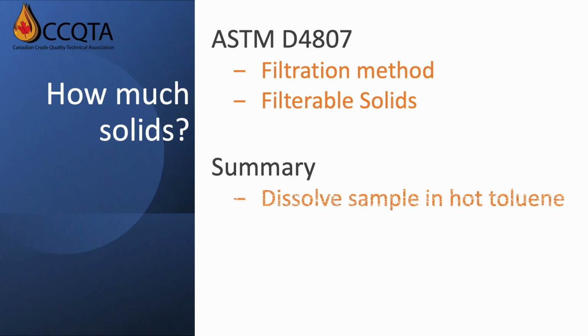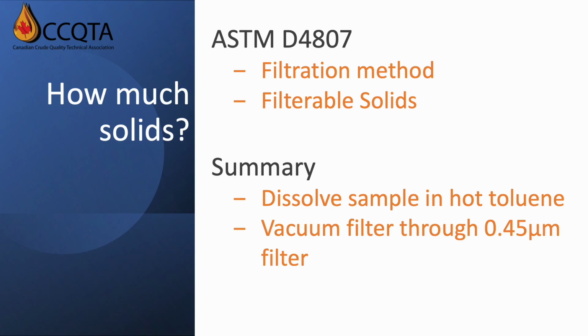A sample of crude is dissolved in 90 degrees C toluene, and then the mixture is vacuum filtered through a 0.45 micron filter. The residue is rinsed with additional hot toluene, then dried and weighed to get the mass ppm of filterable solids. Because the method uses hot toluene, any waxes, asphaltenes, and resins are dissolved, leaving only the toluene insoluble solids. These may be sands, salts, clays, corrosion products, and insoluble organics such as polymers.